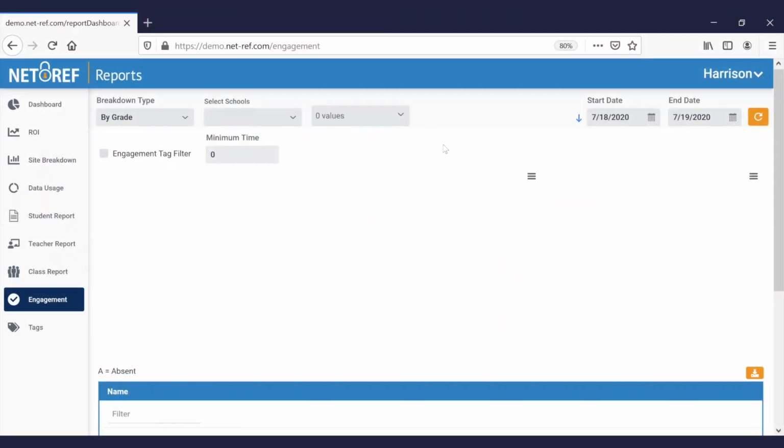Let's switch back to the engagement report. I want to show you a different view. The last report we ran is great for teachers to get a very granular look at the online activity of the students in their classes so they can figure out who's focused on learning and who needs some help.